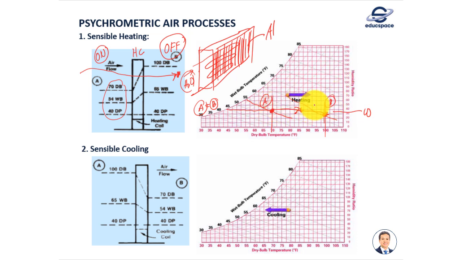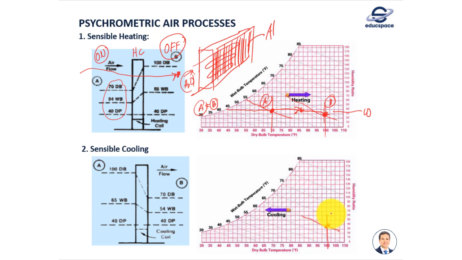Now we go to the sensible cooling. Sensible cooling is simply the reverse of sensible heating. Kaya lang ang direction is from right to left, as you can see in here. So considering na again, dry bulb temperature is 100. Nandito yung ating point, 100, and then 65 yung ating wet bulb. So ito yung ating wet bulb.